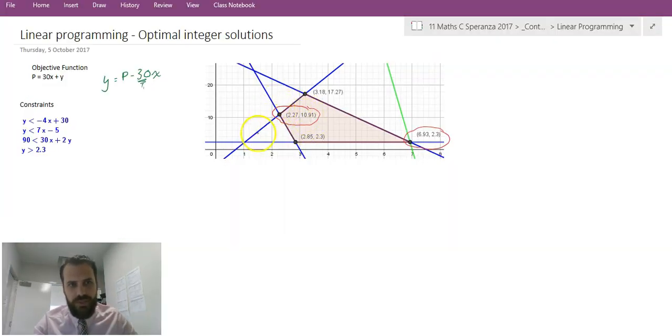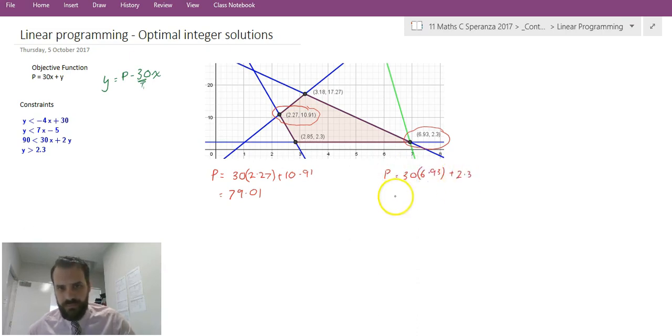But first I'll sub this into my objective function. It gives me an answer of 79.01, and then I'll sub this into my objective function, and that gives me 210.2. Okay, so far so good, but we don't have any context here. What we do know so far is that this is our minimum value here, and this is our maximum value right here. So what are we looking for, a minimum or a maximum?